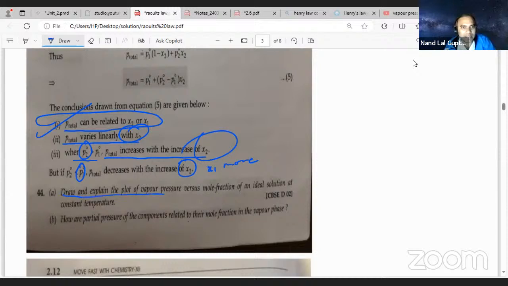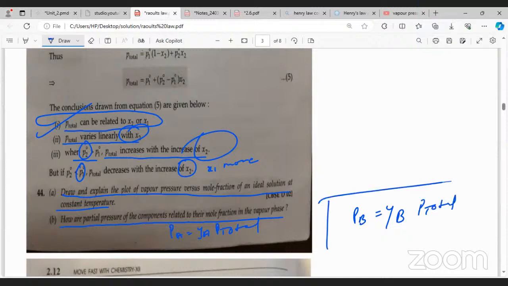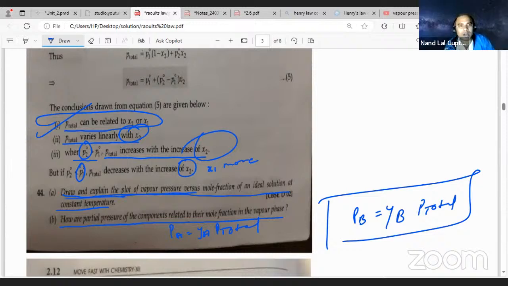Draw and explain the plot of vapor pressure versus mole fraction of an ideal solution at constant temperature. How are partial pressures of the components related to mole fraction in the vapor phase? In the vapor phase, what do we write? P A is equal to Y A P total. And if you are writing P B is equal to Y B P total, is it okay? Yes, sir. Second one, draw and explain the plot of the vapor pressure versus mole fraction.